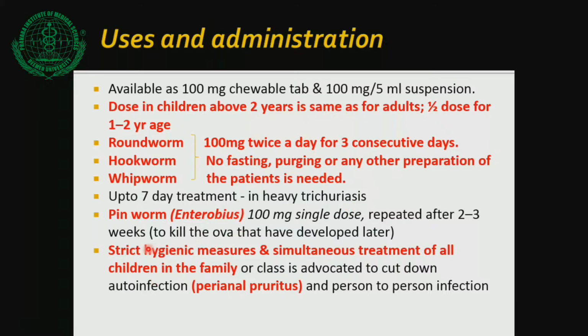In case of Enterobius vermicularis, strict hygienic measures and simultaneous treatment of all children in the family is advocated to cut down the auto-infection, as there is perianal pruritus. So auto-infection, the person infecting himself again, can occur, and person to person infection is also inhibited if we treat all the children in the family with mebendazole.